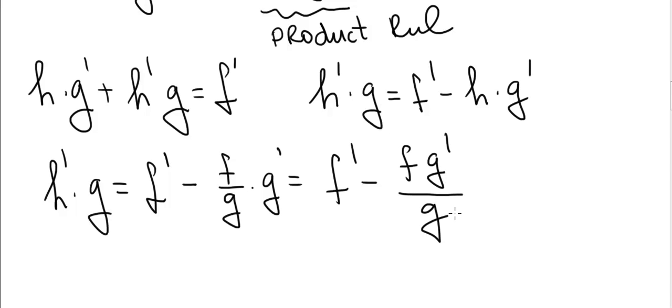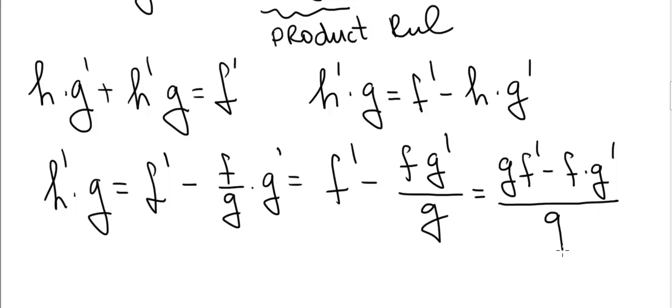So the common denominator is g. This is the same as g times f prime minus f times g prime divided by g. And finally, the last step is to divide both sides by g, and we've derived the quotient rule of differentiation.